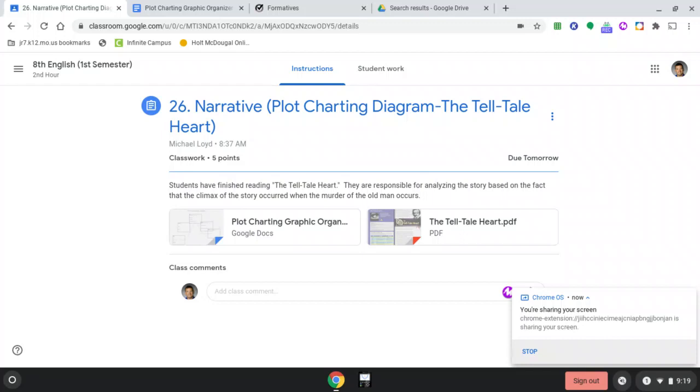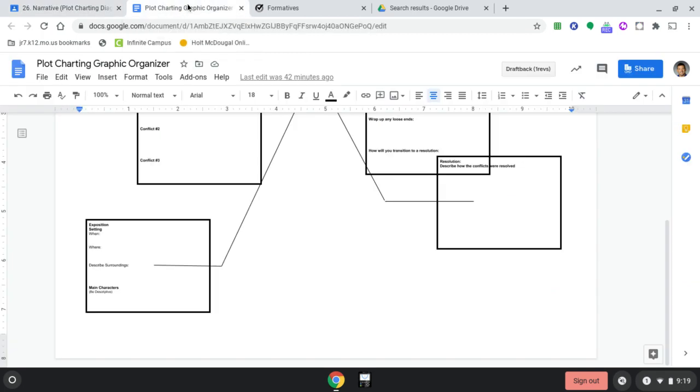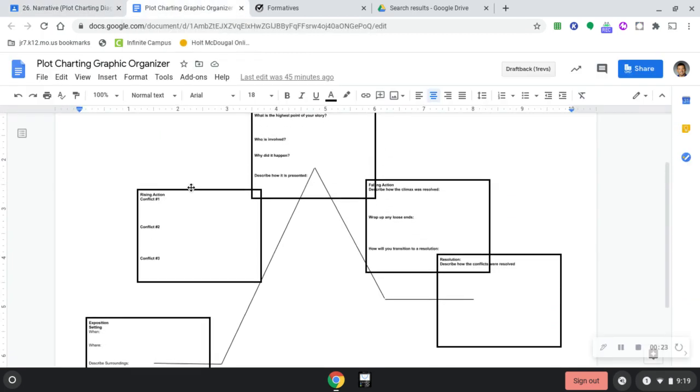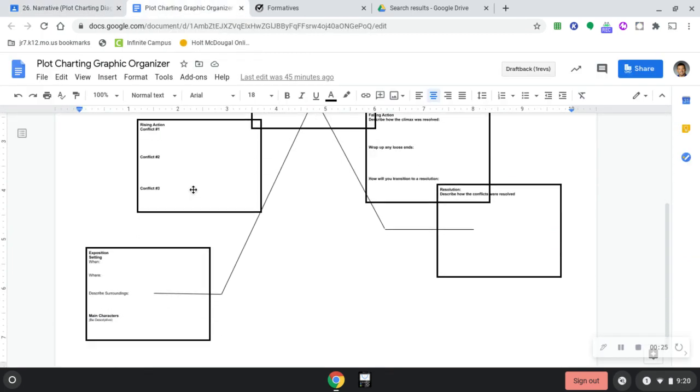All right, so looking at today, close out on McLeod reading, go on up. Some of you already have this open to narrative 26. And we have the Telltale Heart plot charting diagram. I know that some of you are getting tired of plot charting by this point. Suck it up, Buttercup. You'll be okay.